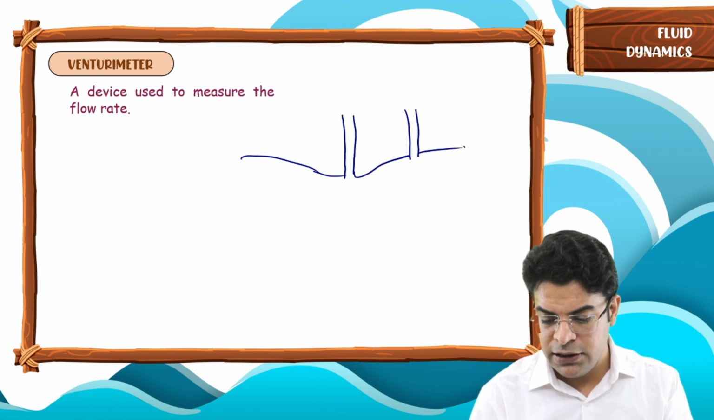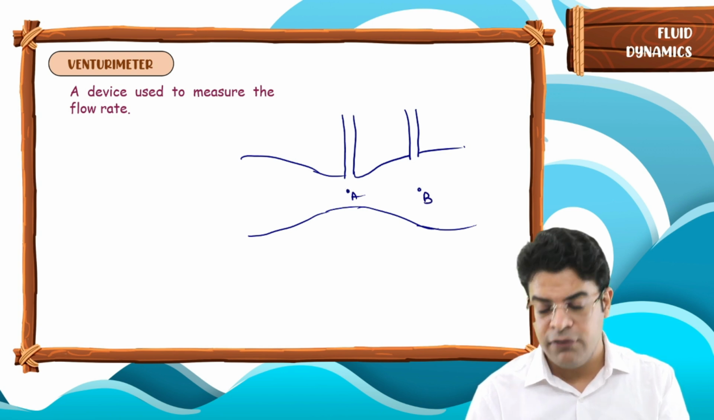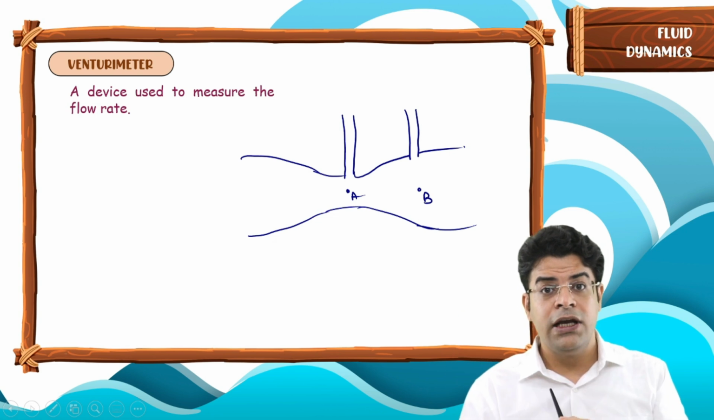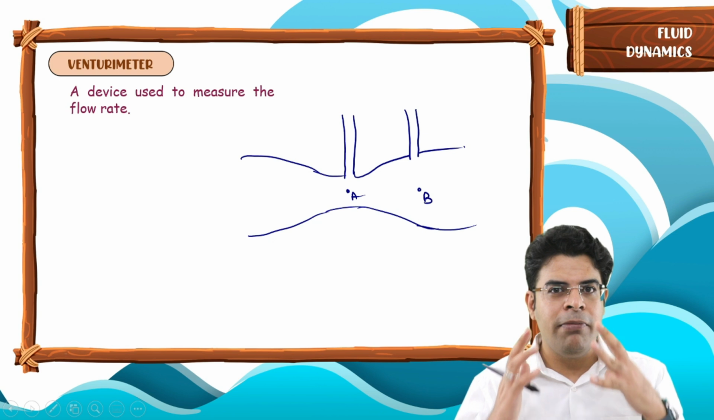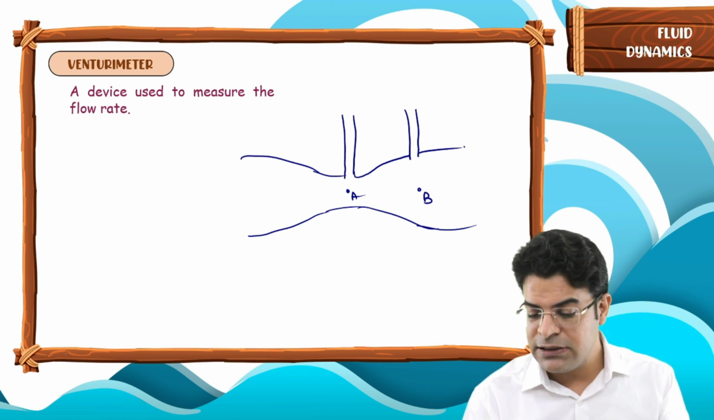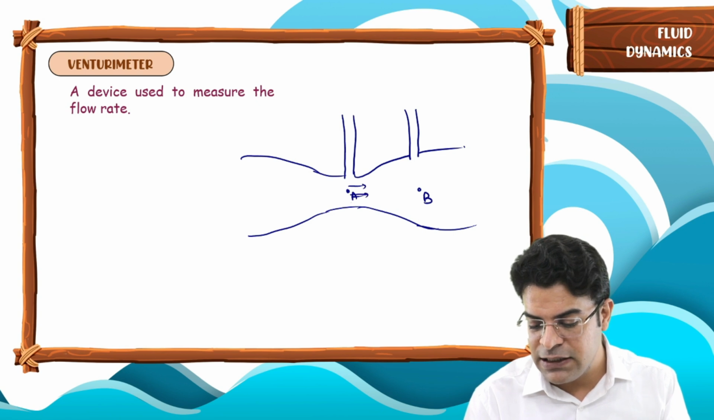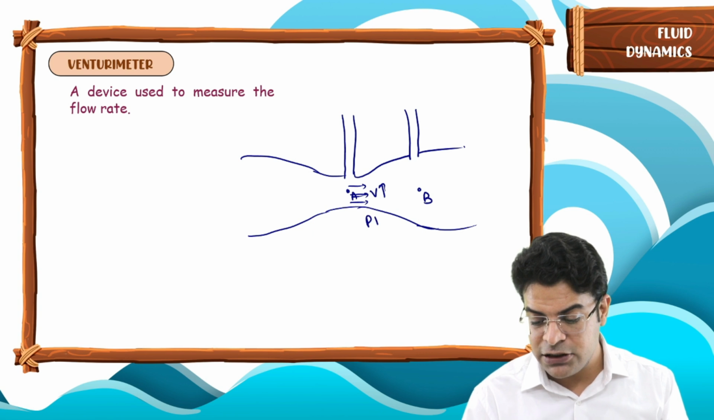Now in this tube, tell me at point A and at point B, if the fluid flows through this whole tube, at which point the pressure will be higher? So sir, we have taken so many examples where the velocity is more, the pressure is less. Since at A the cross-sectional area is less, at A the velocity will be higher. So hence at A the pressure will be lower.